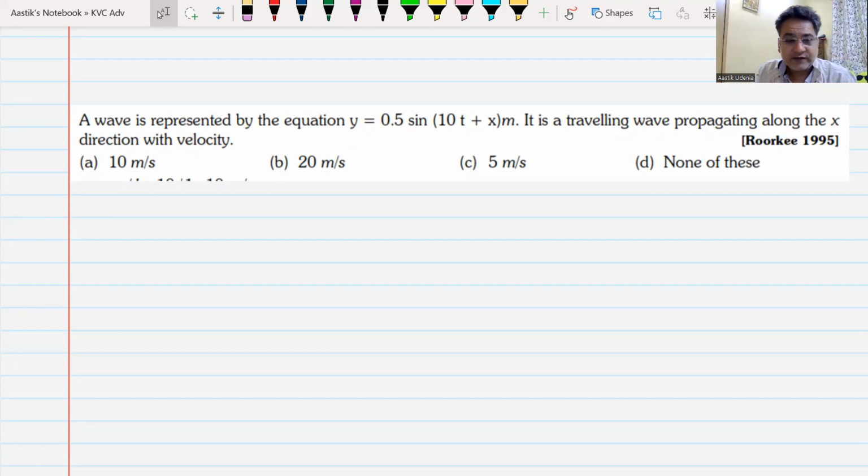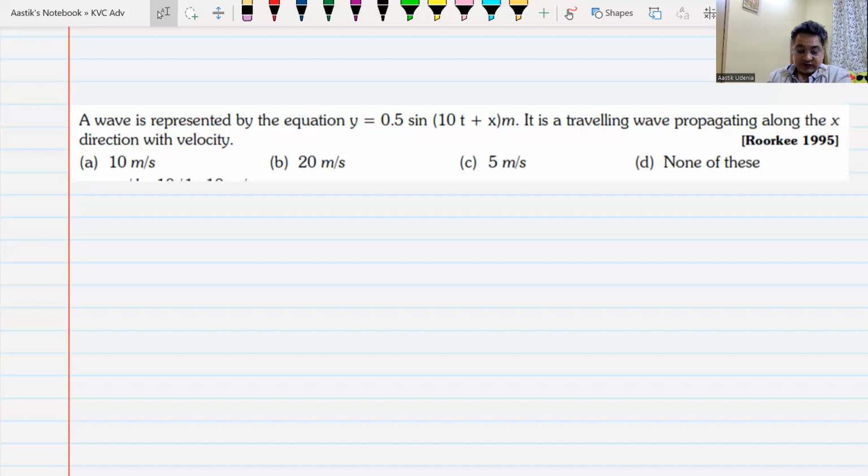This is the next one. A wave is represented by the equation given. It is traveling in the positive x-axis. In which direction is it traveling? Negative x-axis. It is traveling along the negative x-axis.